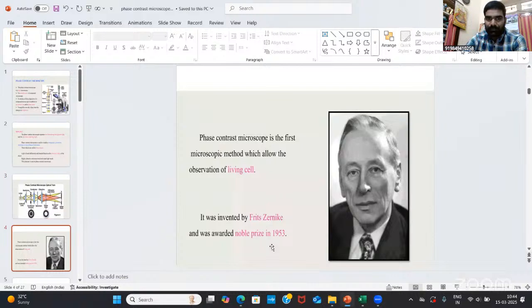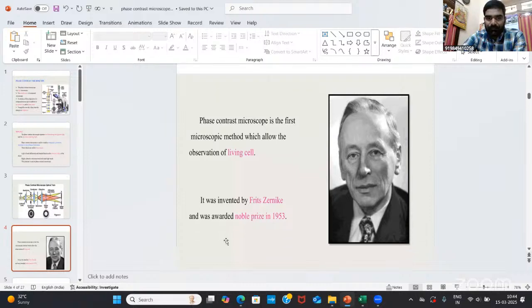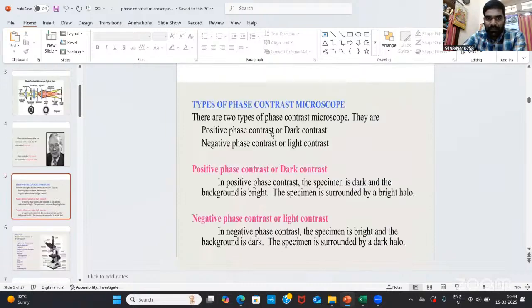Okay. Phase contrast microscope is the first microscope method which allowed the observation of living cells. It was invented by Frits Zernike and he was awarded the Nobel Prize in 1953. Types of phase contrast microscope.